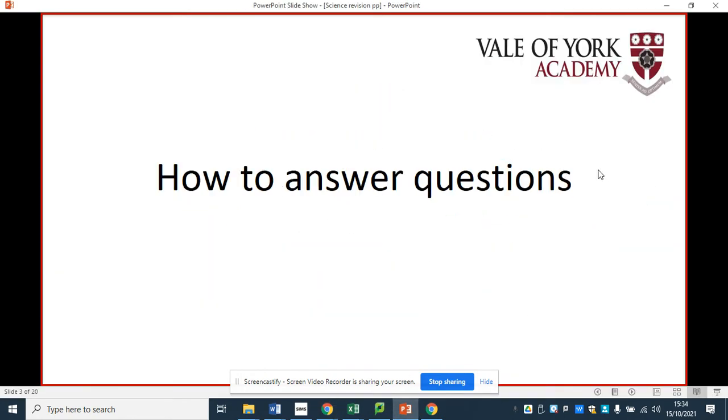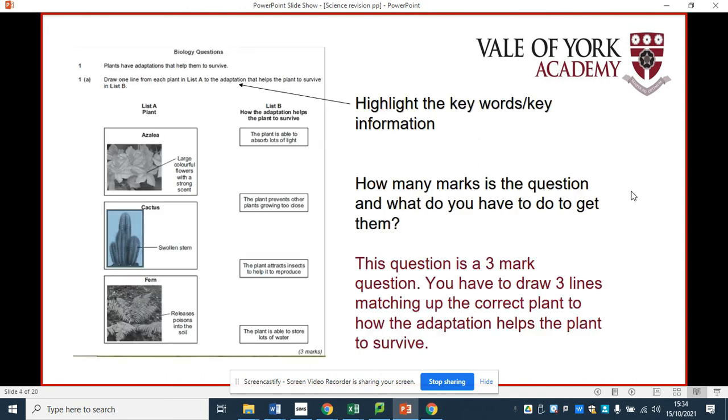Other things to think about is how to actually answer these questions. So bring a highlighter to the exam or underline, highlight keywords and information in the question, have a look at how many marks the question is involving. So this question is about 3 marks and you have to draw 3 lines, 1 from each plant. So making sure you read those things. You want to make sure that you're doing the right answer to the right question.